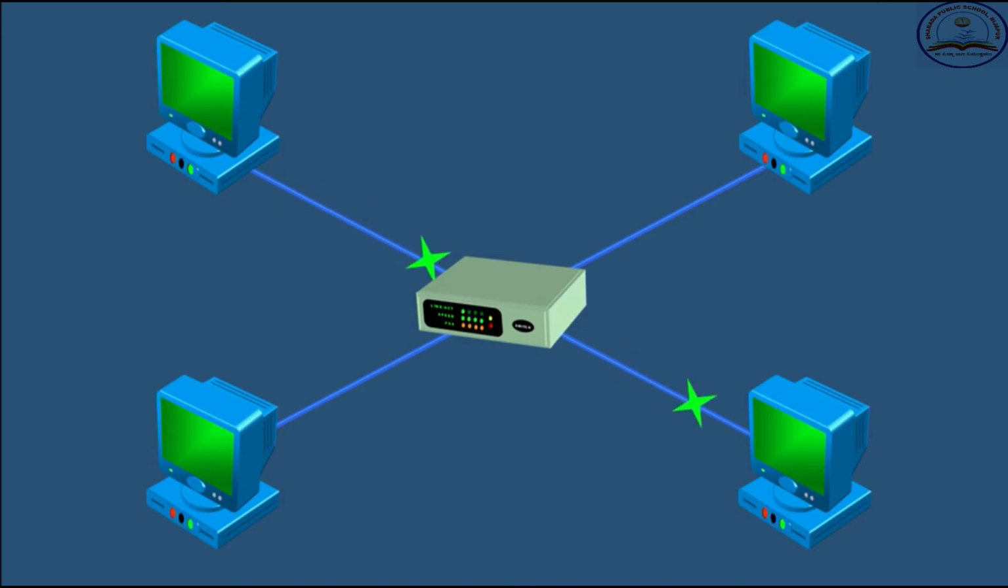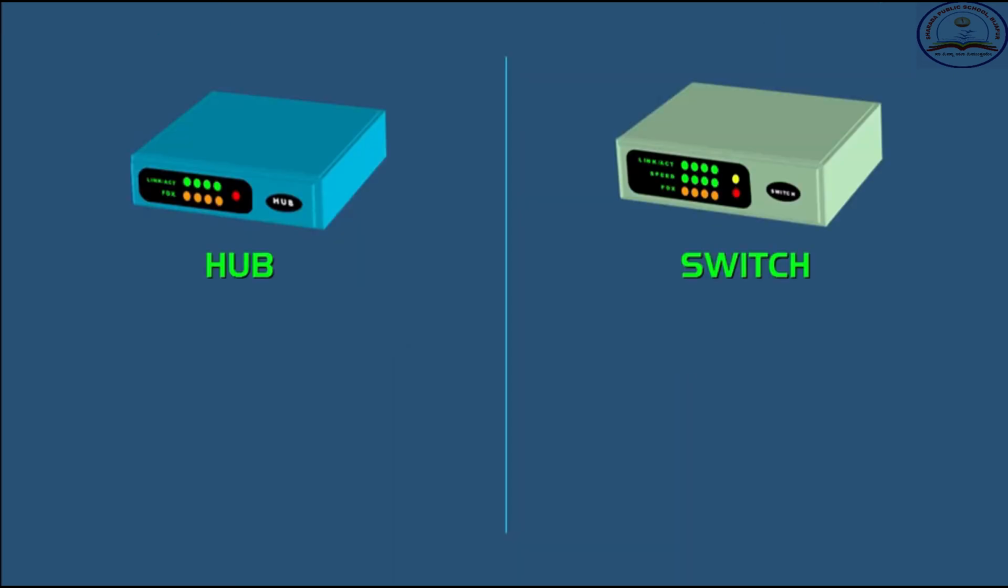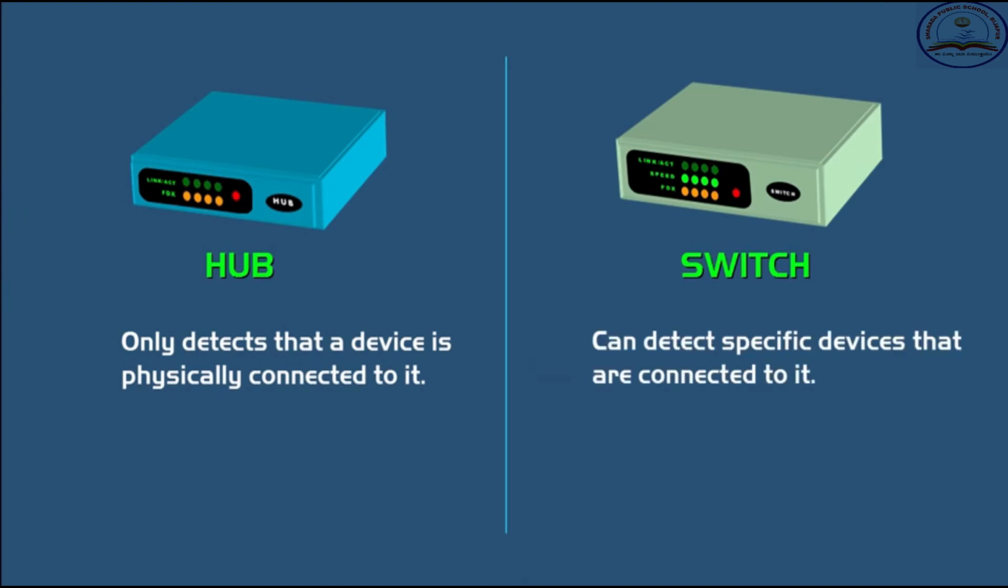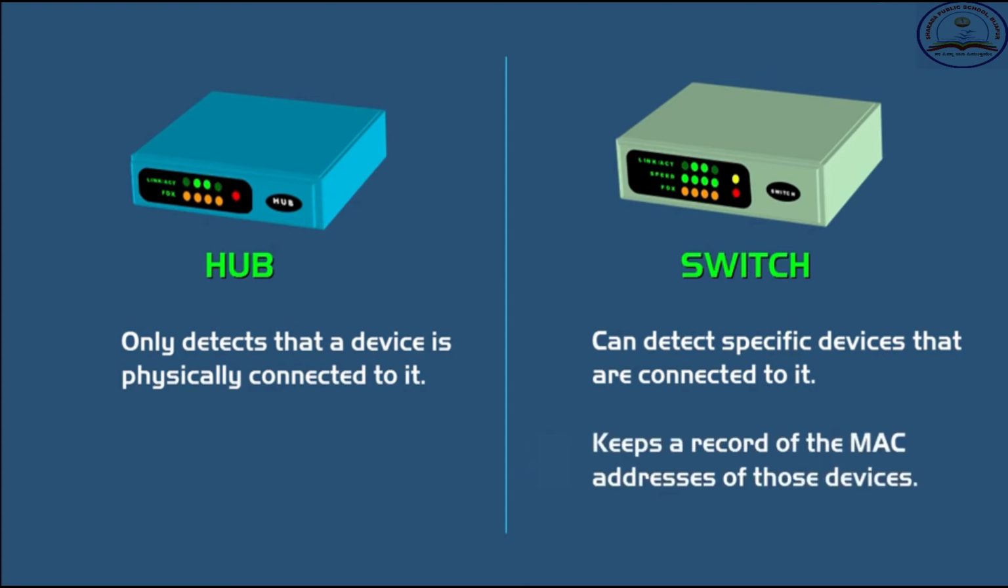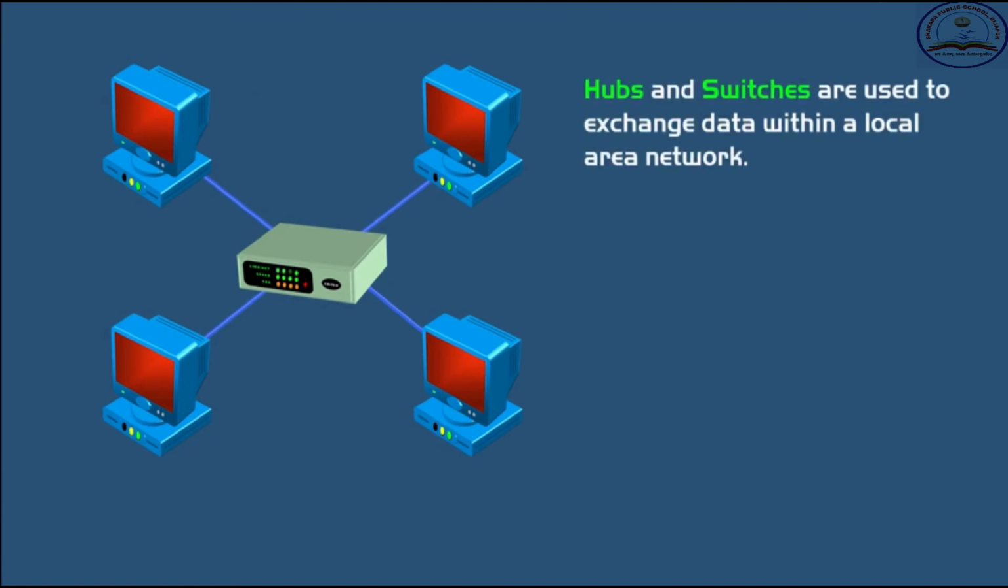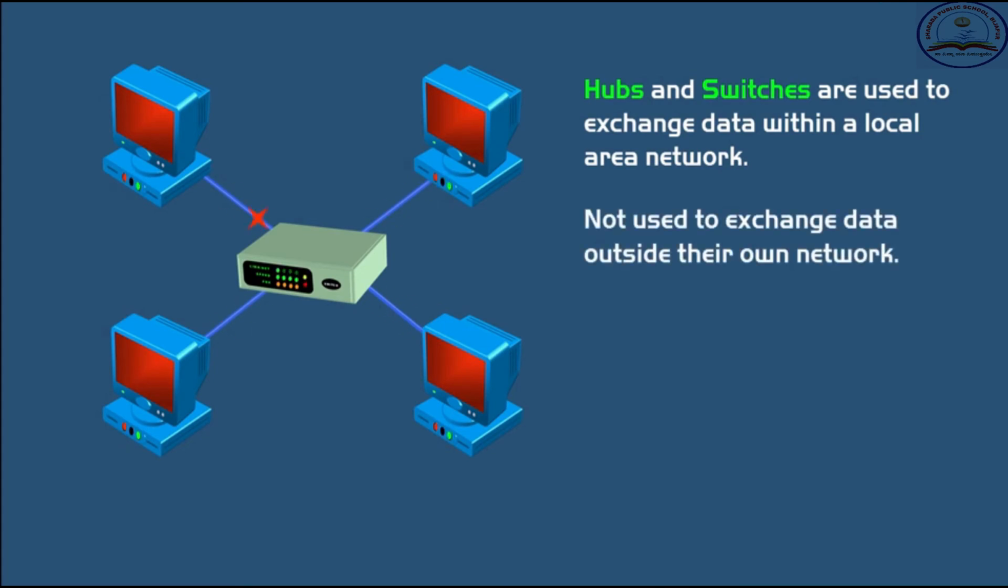We'll have a comparison of hub and switch. A hub detects that a device is physically connected to it, whereas a switch can detect specific devices that are connected to it. It keeps a record of the MAC address of those devices, that is the physical address of a system. Here I am taking the example of a red network. Why red? Because the screen's color is red, that's the reason. And hubs and switches are used to exchange data within a local area network. They are not used to exchange data outside the network.